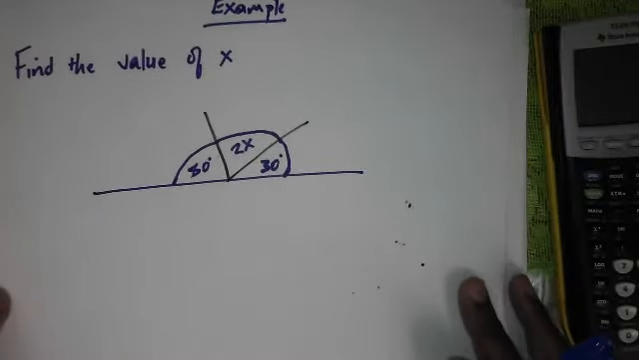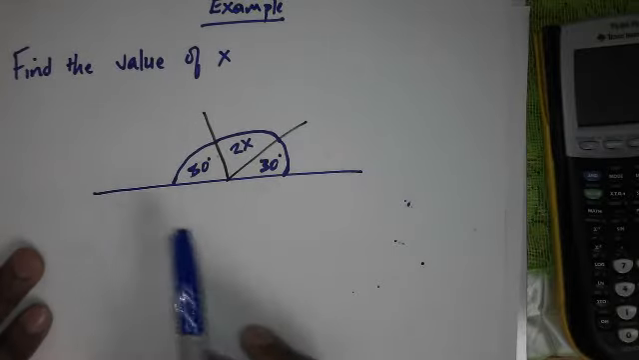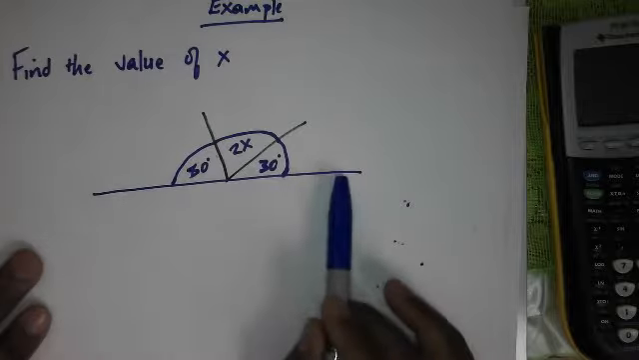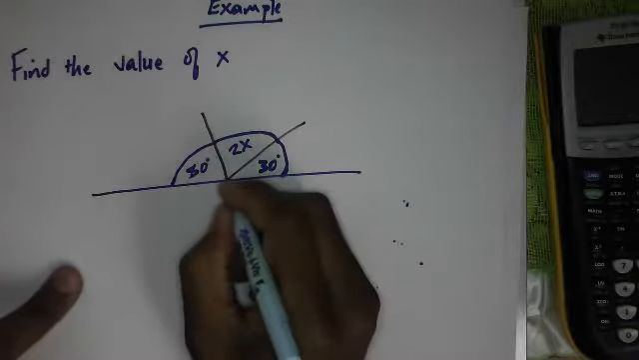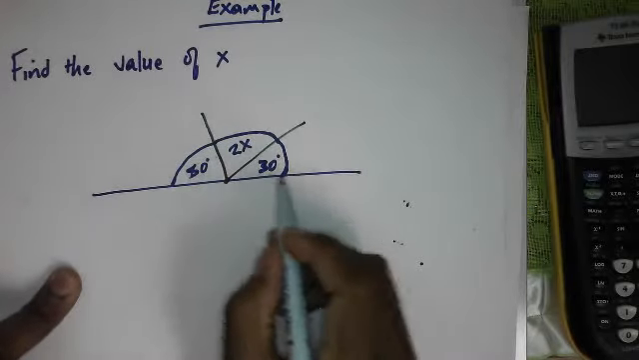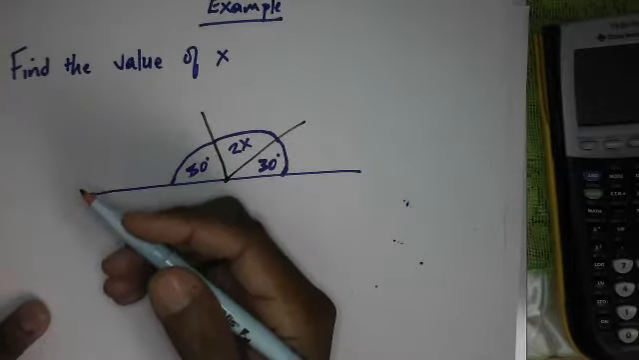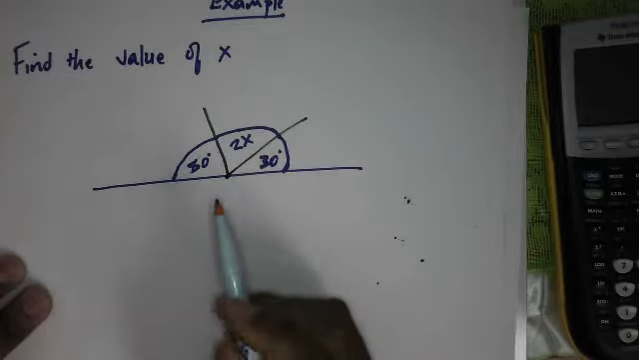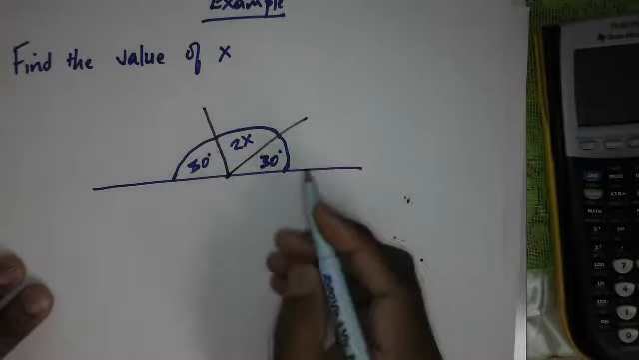So our first example, it said find the value of x. Now if we look at it, we have three angles here, and all three angles are on a straight line. Remember that angles at a point on a straight line are supplementary, and supplementary angles add up to 180 degrees. So all we need to do is add all three angles and equate it to 180.